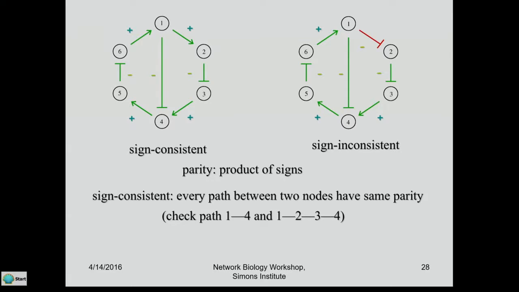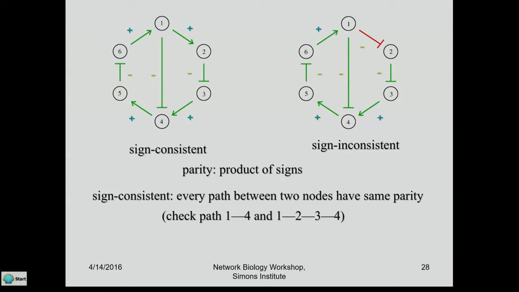To define the sign consistency of the graph, think of the activation edges as plus, think of the inhibition edges as minus, and think of the total sign of a path as the product of these. So plus times minus times plus, whatever sign you get. A sign consistent graph means every path between two nodes has the same parity.